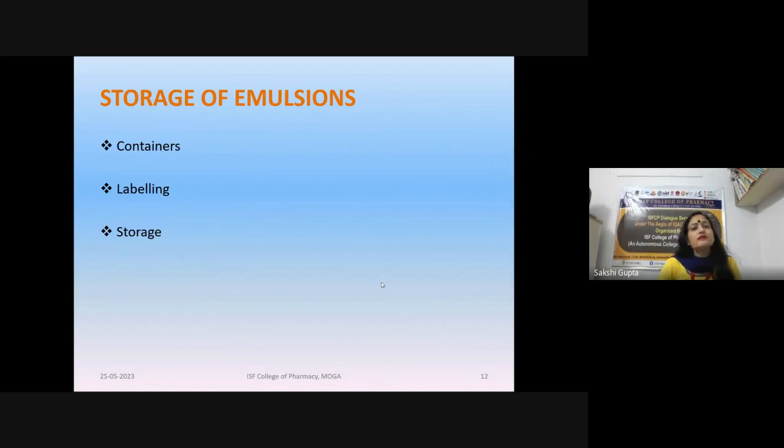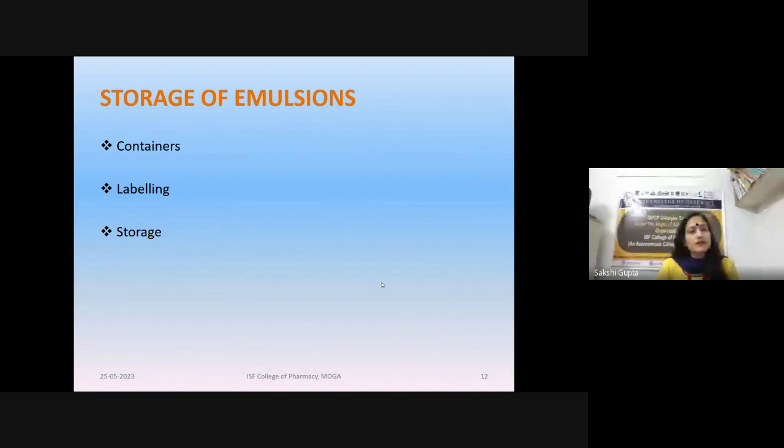So finally, we have to store the emulsions properly. For that, we have to take care of the containers in which they should be stored, the labeling of the emulsions, and the storage conditions. If we talk about the containers, amber colored containers should be used, and a wide mouth container should be used for oral preparations, so that we can take the measurement easily, right?